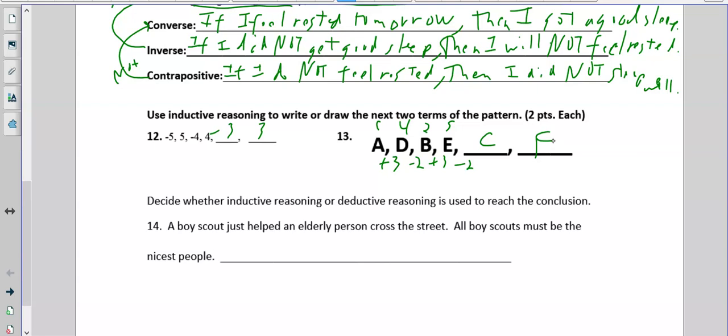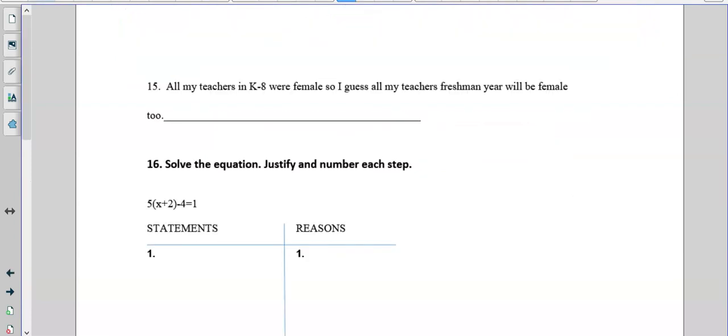Decide whether inductive reasoning or deductive reasoning is used to reach a conclusion. A Boy Scout just helped an elderly person across the street. All Boy Scouts must be the nicest people. Well, you're basing that on an observation, so we're going to say inductive. It's something you observed or saw.